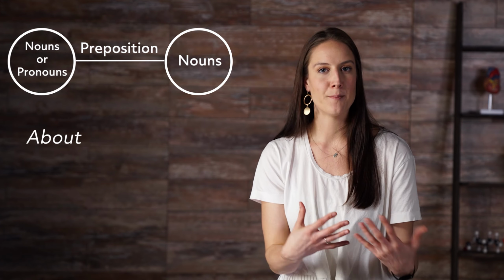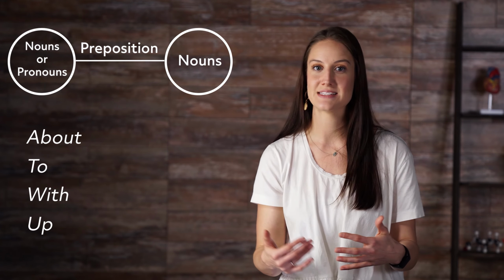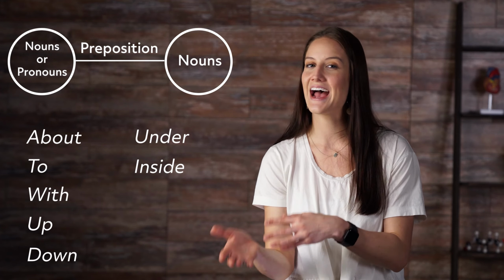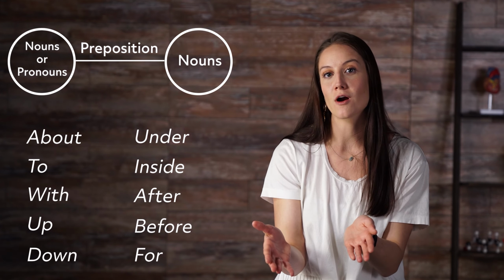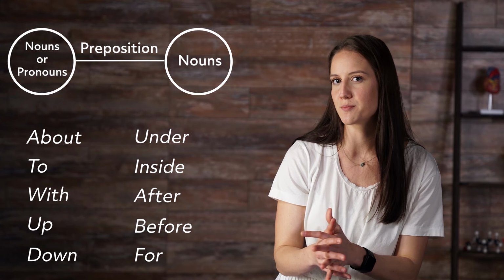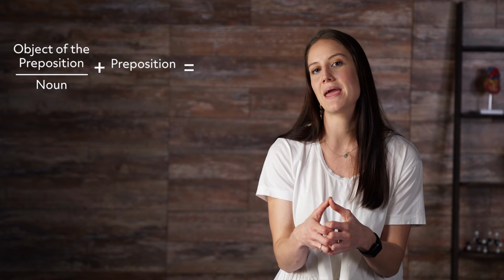So let's recap. A preposition is a word that answers the question when or where something happened in a sentence. It connects nouns or pronouns to other nouns in the sentence. About, to, with, up, down, under, inside, after, before, and for are a few examples of common prepositions. The object of the preposition is the noun that the preposition is talking about, and together with the preposition, those objects make prepositional phrases.